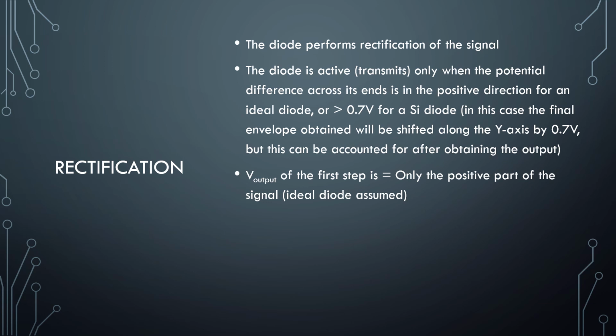The rectification of the signal is performed by a diode. It is required to remove negative voltages and allow only the positive part to appear across the capacitor, as the envelope detection in the next step by the capacitor is not possible for the AC signal.